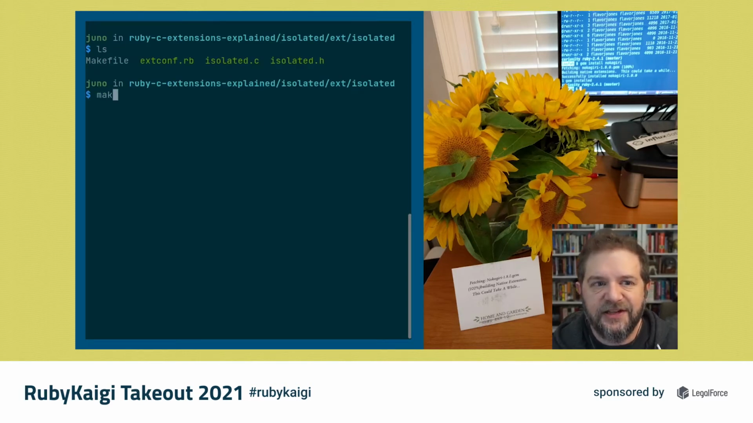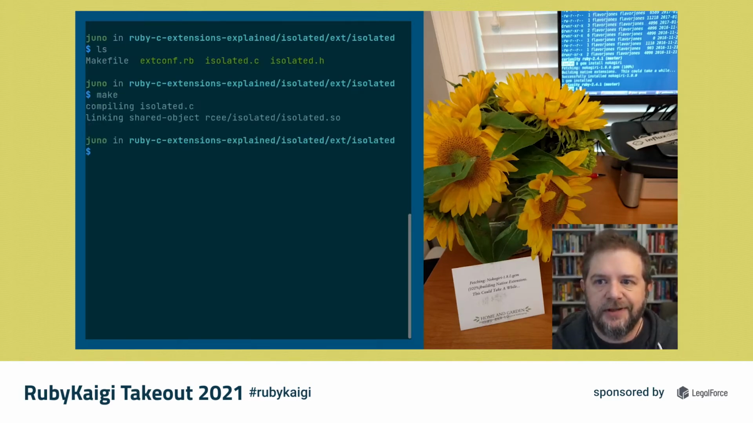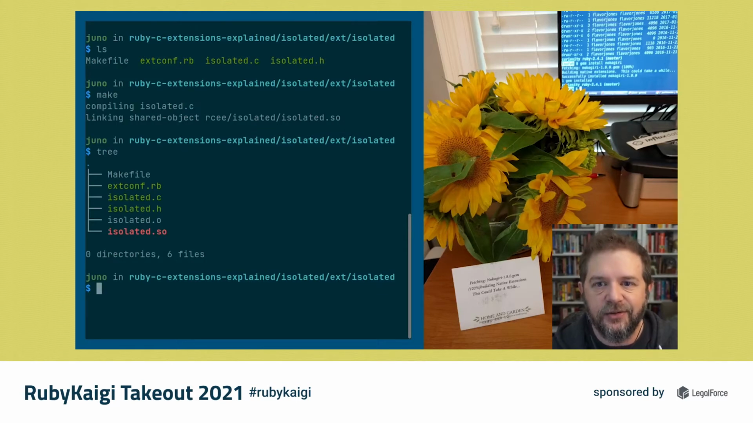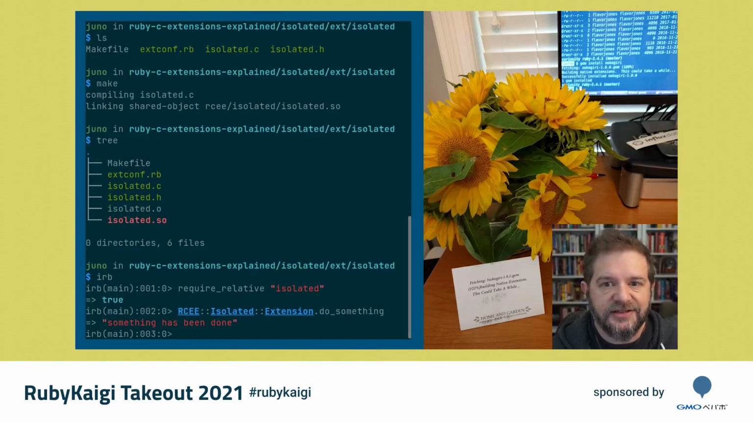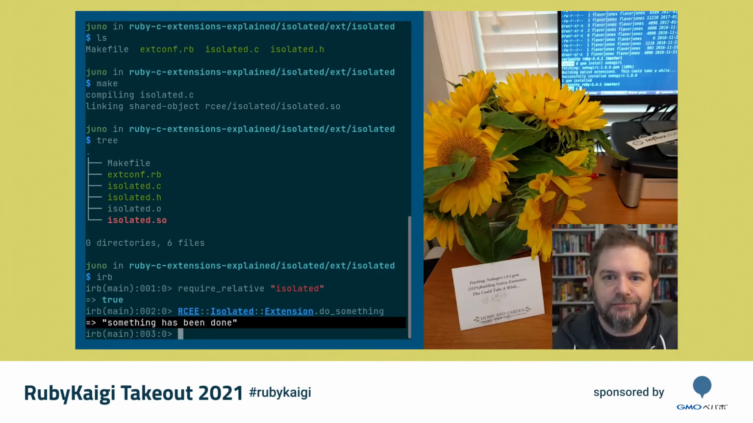Now, finally at the end of our journey, we'll run make, and we'll see that it's compiled and linked our code, and we have the final shared object we expected, isolated.so. As I mentioned before, a shared object can be required by Ruby as if it were a Ruby file. And once it's required, we can verify everything worked by calling the method we defined in our C extension. Congratulations! We've extended Ruby by writing some C code.